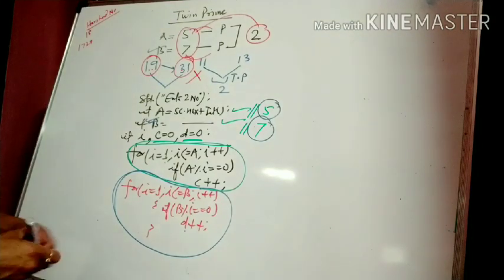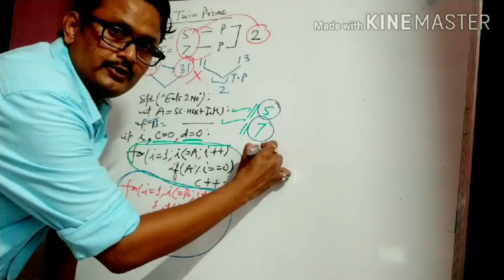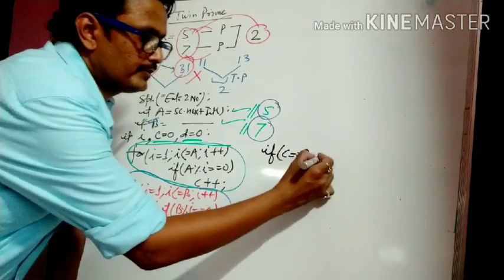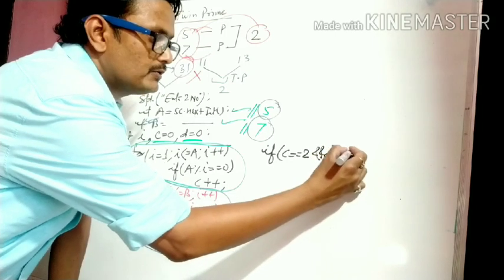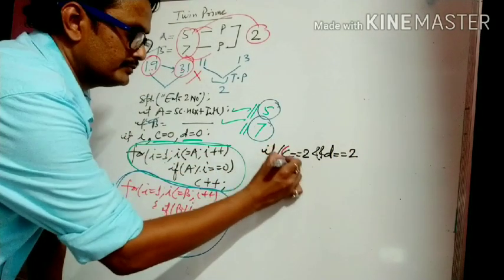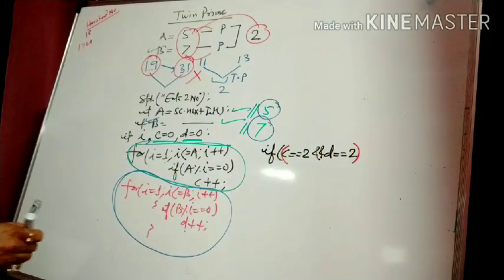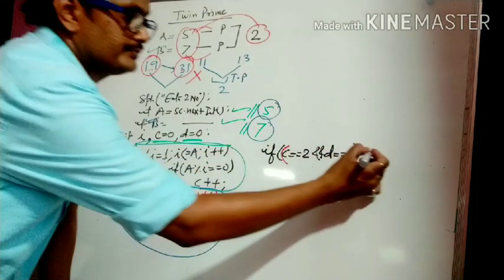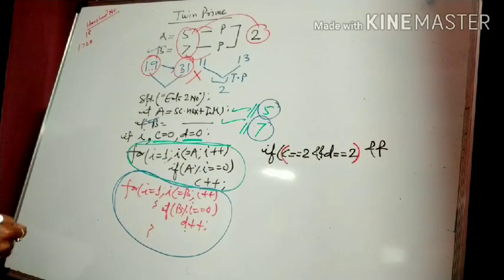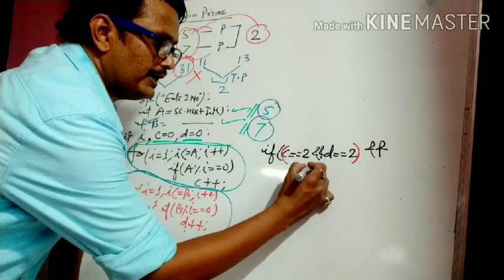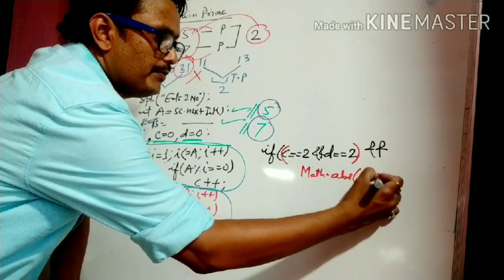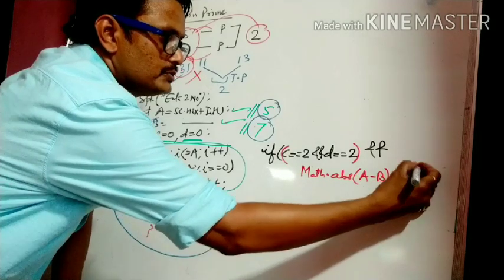After getting it, again there will be a decision making. You write here, if C is equal to 2 and D is equal to 2, this is one condition, and the difference between both the numbers. So beta, you write here Math.abs(A minus B) is equal to 2.